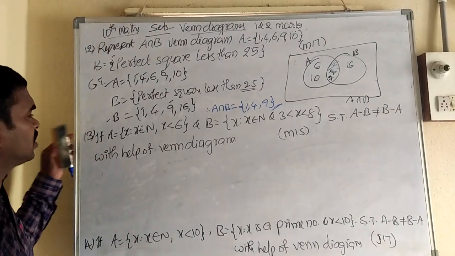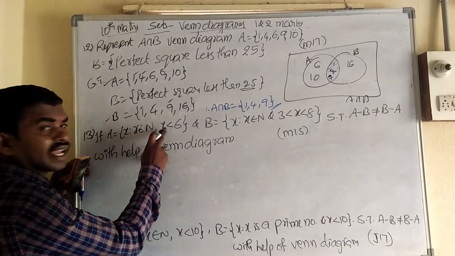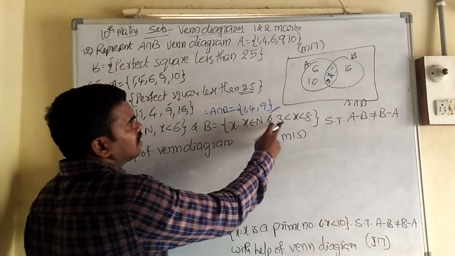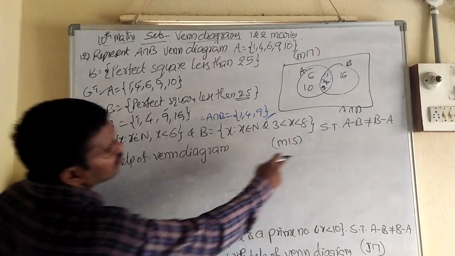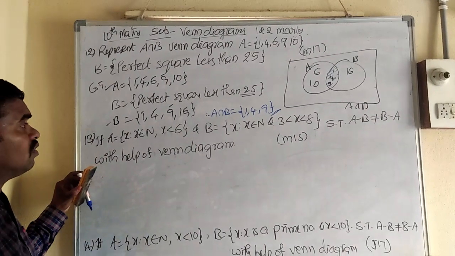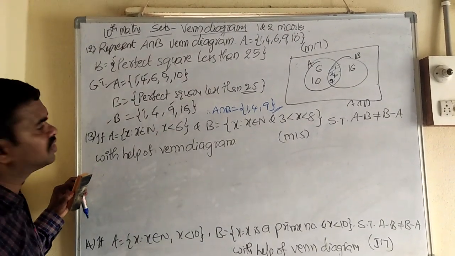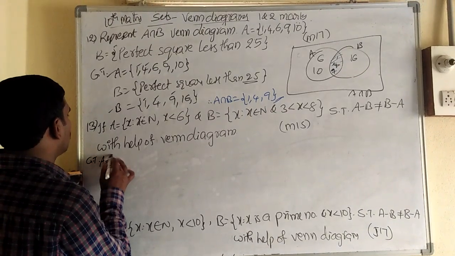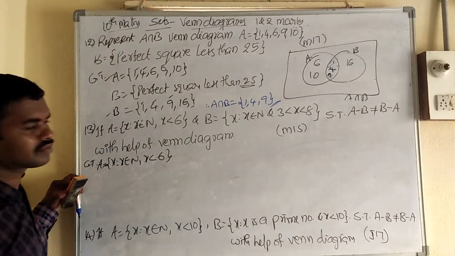Next, see the 13th question. If A equals the set of x such that x belongs to N, x less than 6, and B equals the set of x such that x belongs to N and 3 less than x less than 8, with the help of a Venn diagram show that A minus B is not equal to B minus A. So first of all, what is A, what is B? Given the set builder form, we should write it in roster form.